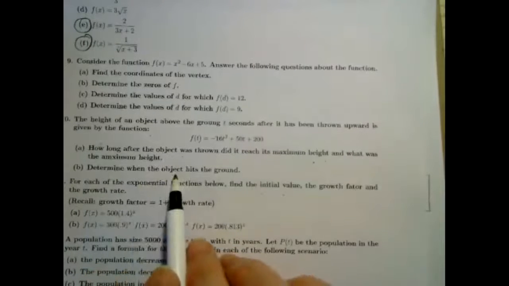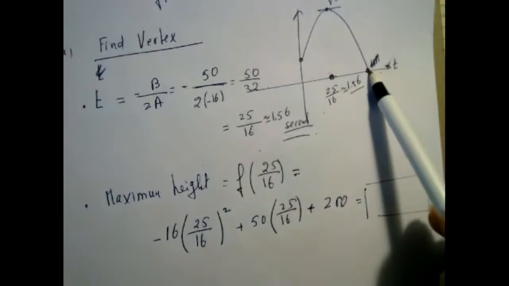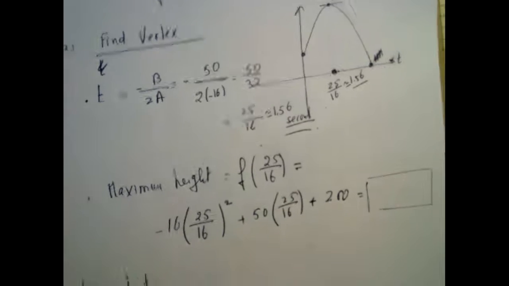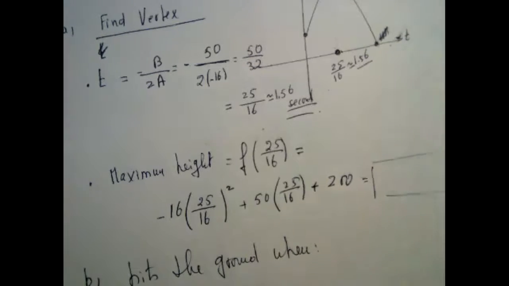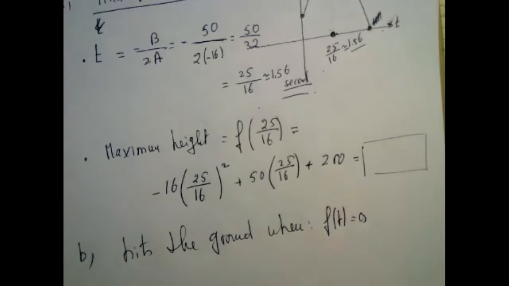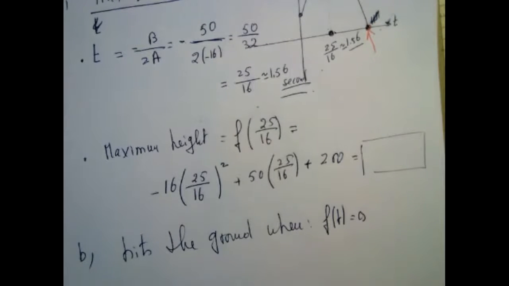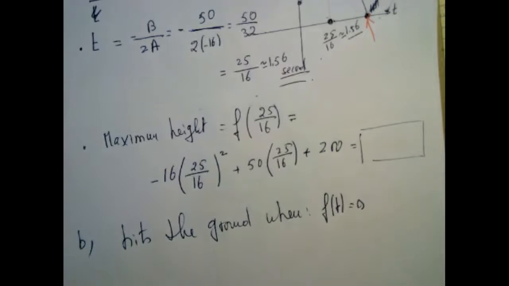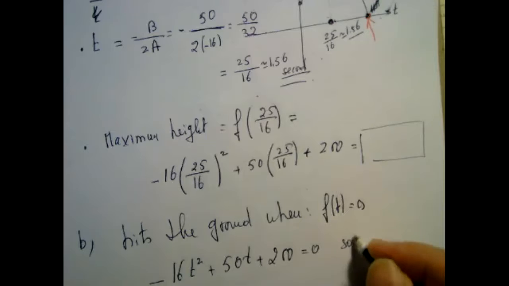Determine when the object hits the ground. When does the object hit the ground? When its height above ground is 0. So it hits the ground when f of t equals 0. That means when is the height 0, that's when I set f of t equal to 0. So here we're going to set the expression equal to 0 and solve for t.